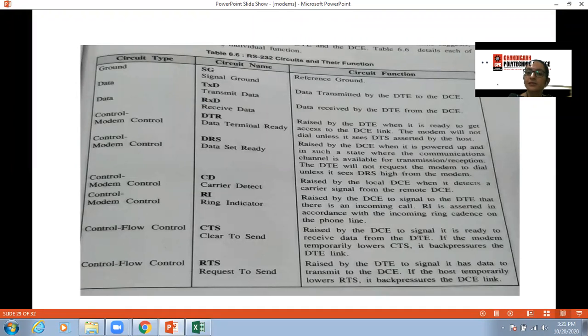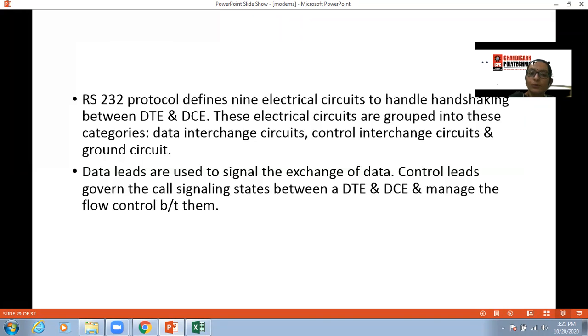In the case of CD and RI, that is carrier detect and ring indicator. So it is raised by a local DCE when it detects a carrier signal from the remote DCE. And ring indicator is raised as a signal to the DTE only when there is an incoming call. RI is in accordance with the incoming ring, for example, a phone line, we can say. And CTS is clear to send, and RTS is used for request to send.